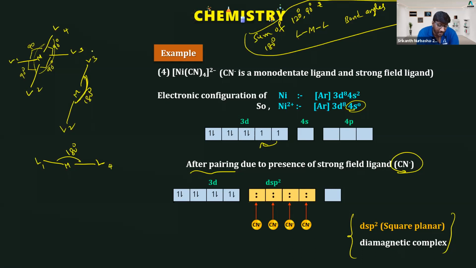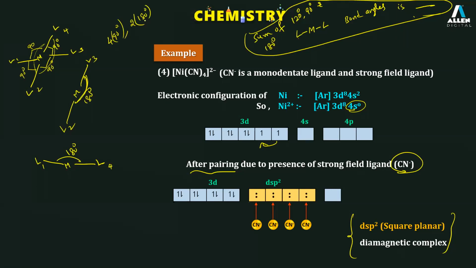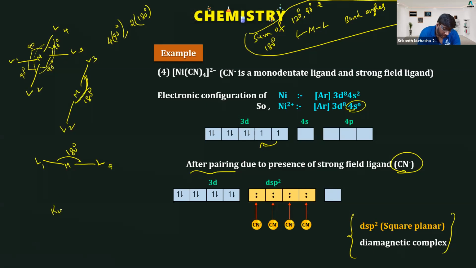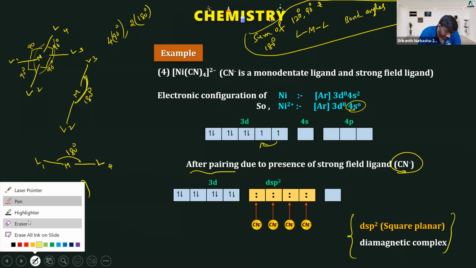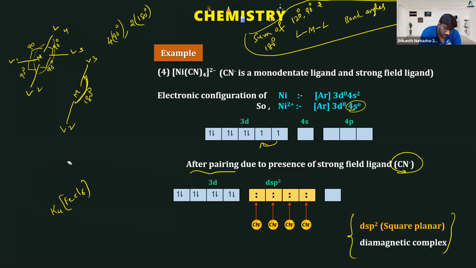So how many 90 degree angles do we have? 4 90 degrees. How many 180 degree angles do we have? 2. 2 180 degrees. The same thing you can do for K4 FeCl6. Same question. This is a complex given to you. Calculate the sum of 90 degree, 180 degree, 120 degree bond angles.